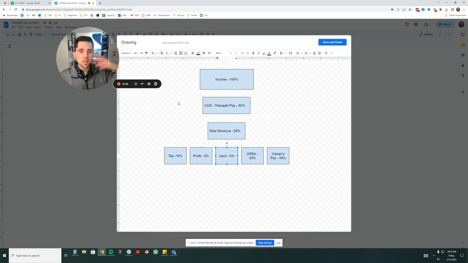So basically thinking about this as a whole, as a workflow, every month, all of the revenue is going to get deposited into the income account. You're then going to transfer it to the therapist pay account and to the real revenue account. And then from there, you're going to transfer it out to these other sub accounts. So you're going to have a lot of bank accounts. Now, that's not a bad thing.